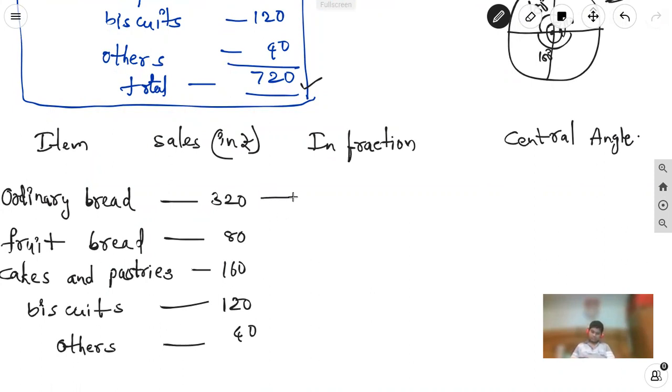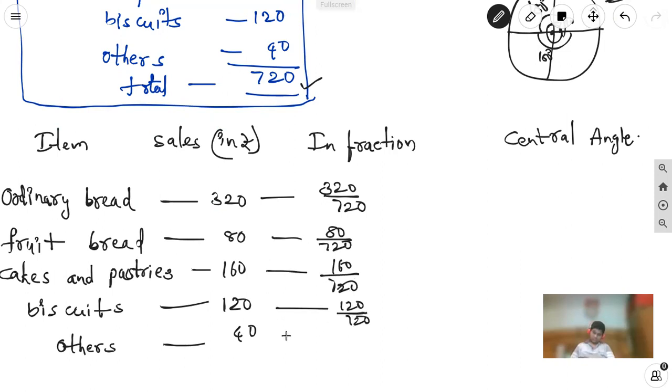Here fractions means we are taking a total of 720. So 320 by 720 is the fraction. Here 80 by 720, here 160 by 720, 120 by 720, 40 by 720. The zeros cancel. 4 eights are 32, 4 ones are 4, and 2 fours are 8, 2 nines are 18. So the fraction is 4 by 9.